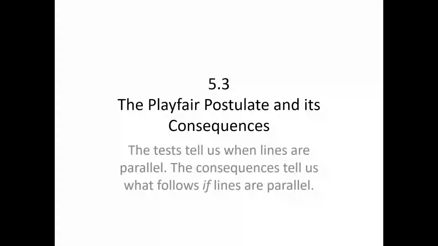All right. The time has now come for the converses of the results that we proved in the previous section. In the previous section, we proved a number of so-called parallel tests, which all say that if a certain condition is met, then we may conclude that lines are parallel. For instance, if we have two lines cut by a transversal so that alternate interior angles are equal, then we may say that lines are parallel.